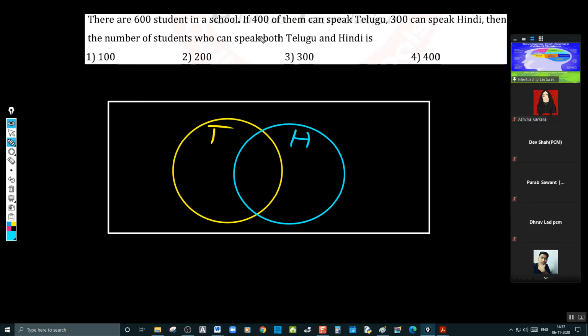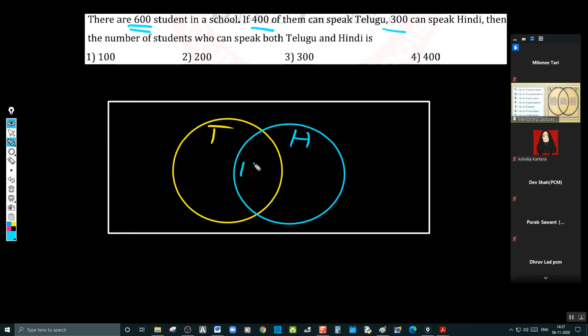There are 600 students in a school. 400 of them can speak Telugu, 300 can speak Hindi. Then the number of students who can speak both Telugu and Hindi. So what is that you have to understand? There are totally 400 plus 300. Just count it, please. 400 plus 300, 700, but the total students are only 600. If you add them, you are getting 700, means there are 100 common people in this one. So what should happen now? There should be 100 speaking both.